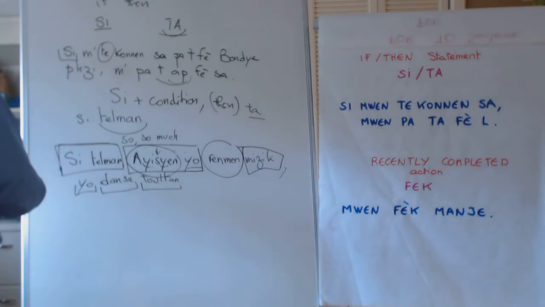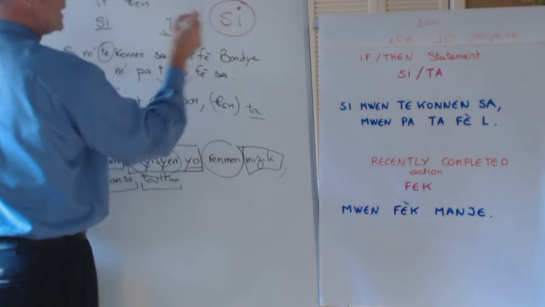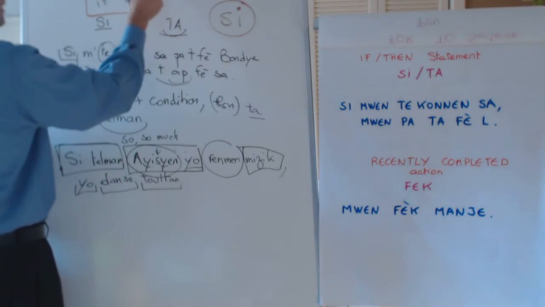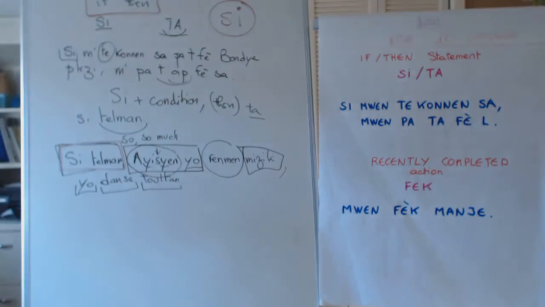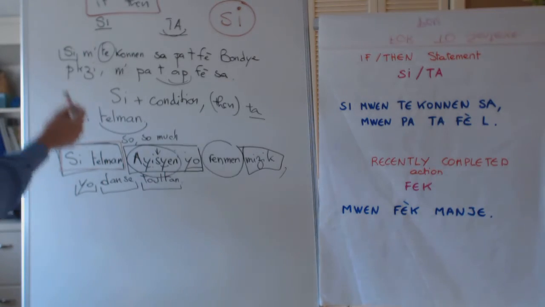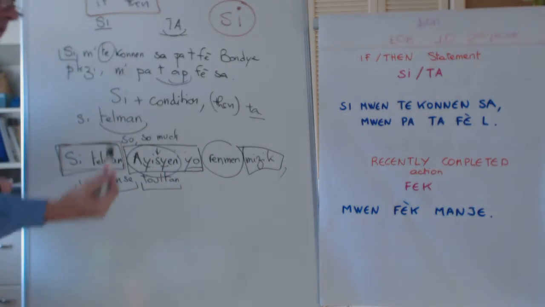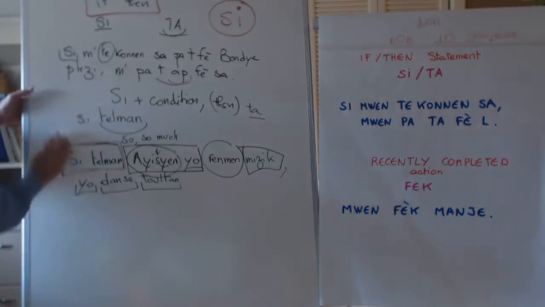So we just saw two things here with si. The if-then and the si tèlman. Okay, for so much. To give an explanation, they love that so much that they do that. Okay, they love music so much that they dance all the time. Very good.